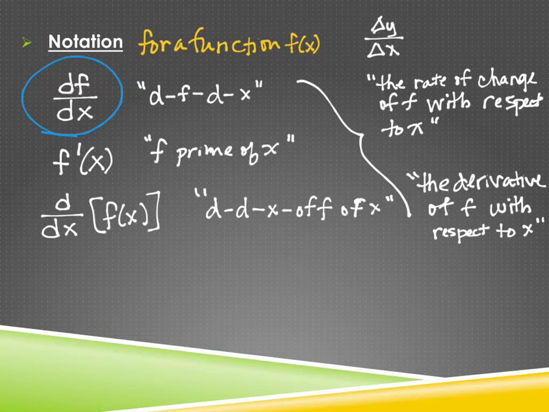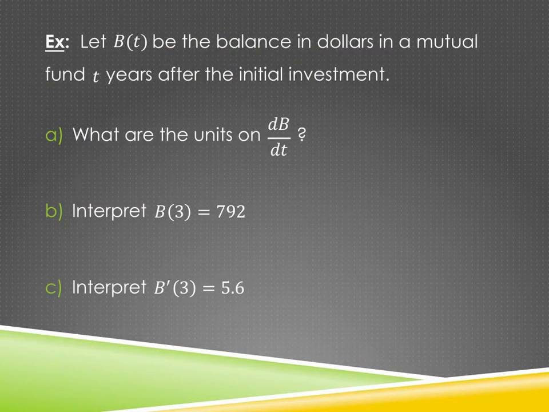So as we're taking a look at the first example, it says let B of T be the balance in dollars in a mutual fund T years after the initial investment. What are the units on dB dt? Basically, it's already giving you that you've got B on top and T on bottom, and you need to go back and figure out what the units are that apply to B and apply to T.